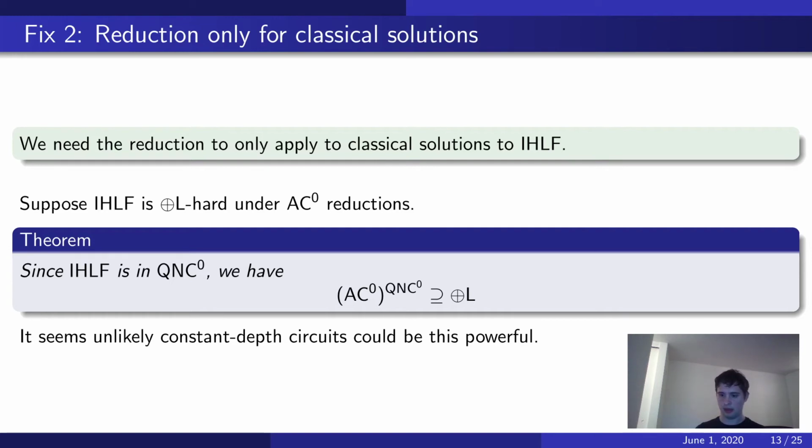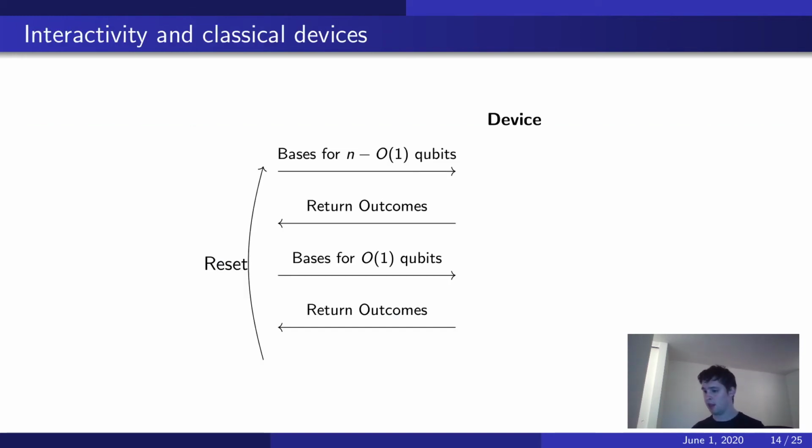So, fortunately we have an ace up our sleeve, which is interactivity. So this is a sketch of the interface between the user and a sort of black box device that solves the hidden linear function problem. So basically we send it an input, we get an output, we send it the second round of input, we get the second output, and then we're done. But since we're not going to limit how many times we can use this device, we also have the option to reset back to the beginning and start a new round.